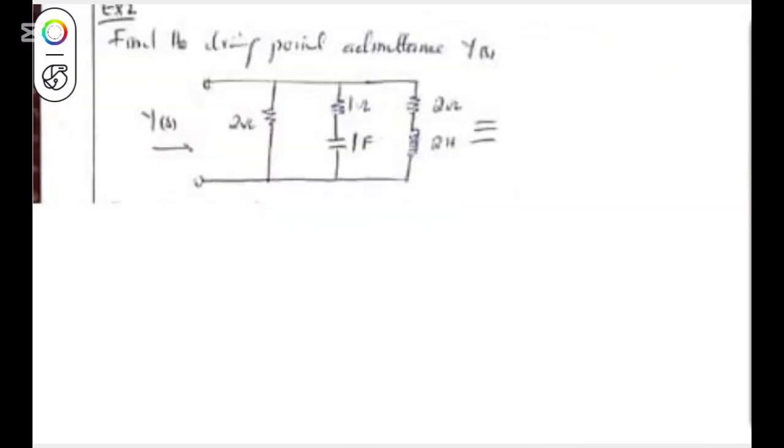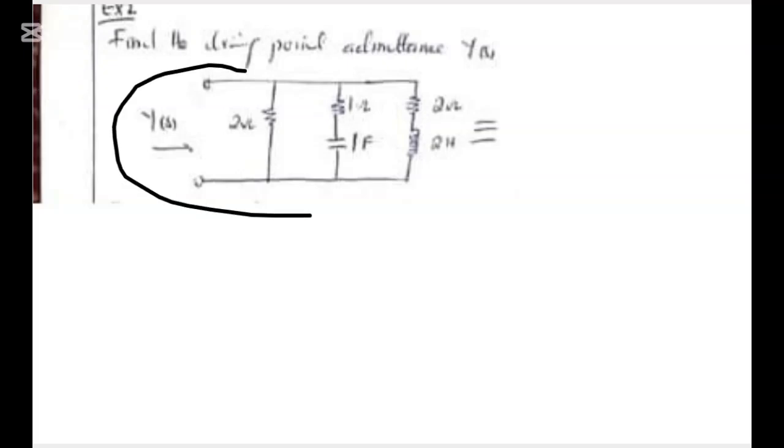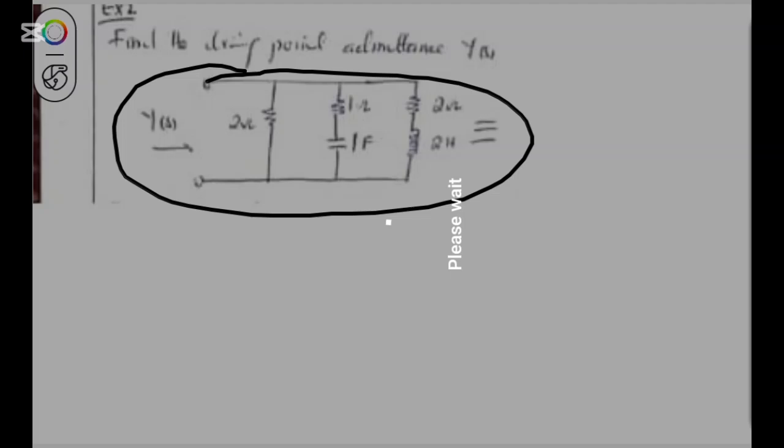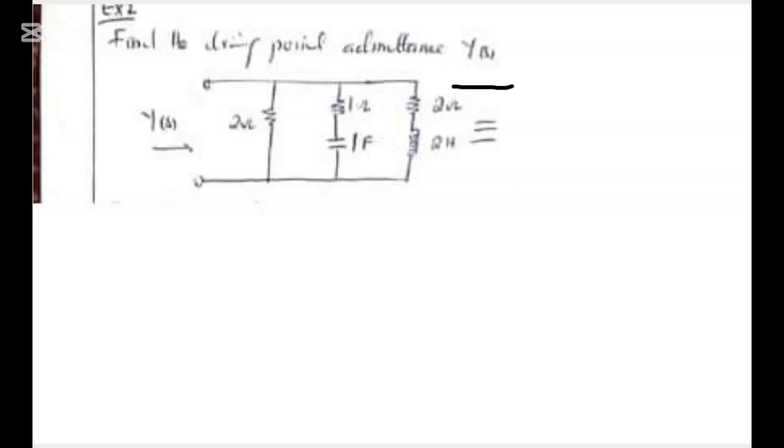Another question says find the driving point admittance Y of S. We are given the circuit all in parallel. There is one thing I need you to know, but let's first convert it to S domain. After converting it to S domain, don't forget this is parallel. At the end I will have, let me draw the circuit.